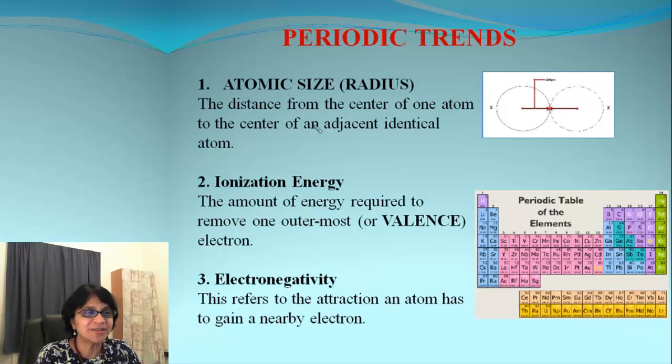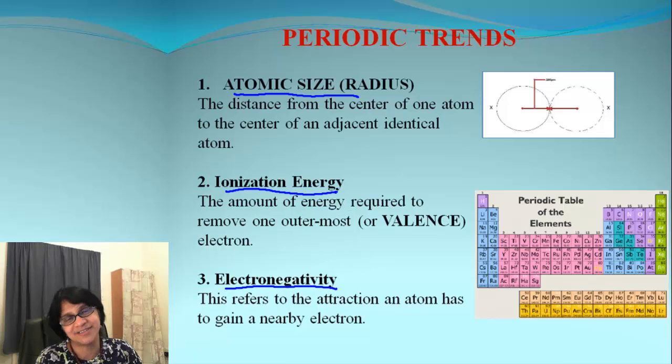So we're going to talk about these three properties. There is atomic size or radius, there is ionization energy, and there is electronegativity. What does each of the terms mean? The atomic radius or the size simply means half of the distance between the centers of two adjacent atoms. So if these are two atoms and that's the distance between two centers, it's half of the distance.